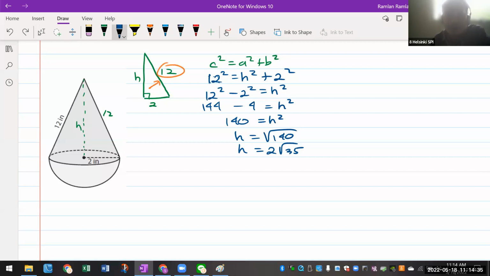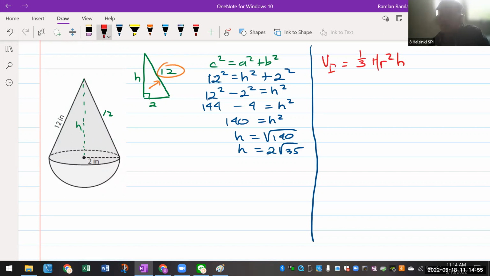I'm going to put it over here. I'm going to start with the cone. So volume 1 will be 1/3 multiplied by the base area, which is a circle, so that will be pi r squared, and then times the height. Okay, that is going to be the formula.